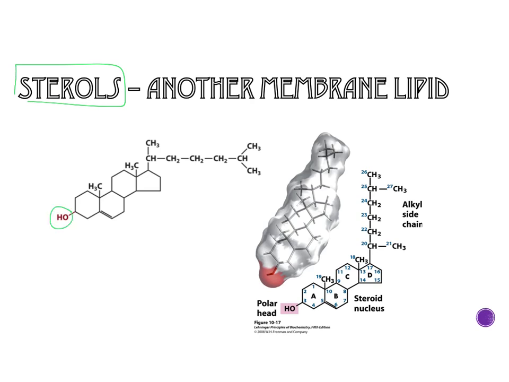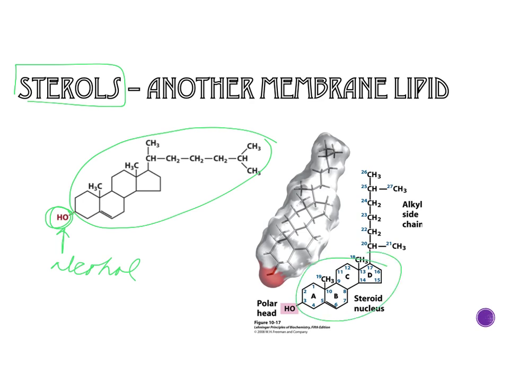Sterol, because they have this alcohol group on them. They're still considered lipids because they have a nonpolar part and a polar head group. Another thing that you should notice about lipids is that they have this steroid nucleus. And the steroid nucleus is just a unique functional group feature of anything that has this specific ring structure.